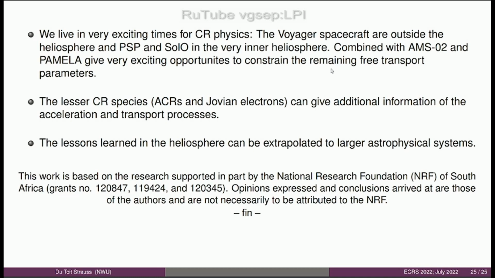It can also be used to model the galactic cosmic rays, but the interesting thing as well is that the lessons we learn in the heliosphere can also be extrapolated to larger astrophysical systems where you don't have the in situ observations. That's also part of the idea.